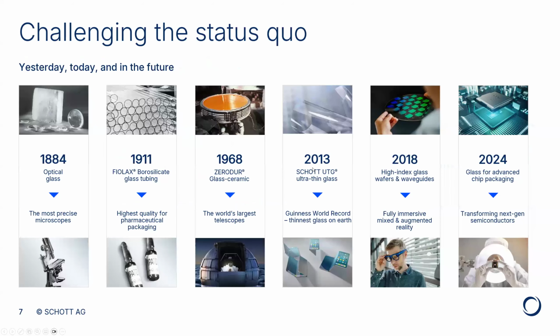And so SCHOTT is really a materials company. So we don't sell a machine that has some piece of glass in it somewhere. We sell the glass, and we are a specialty glass company, and that means we don't sell, let's say, wine glasses or architectural glass, but glasses where there are special demands on their properties.